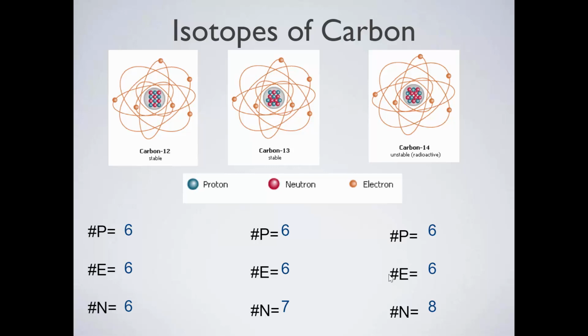Now, carbon-12, which is the majority of carbon, is stable. Carbon-13, however, is unstable. It can spontaneously break down. Carbon-14 is very unstable. It easily breaks down. It's a radioactive element.